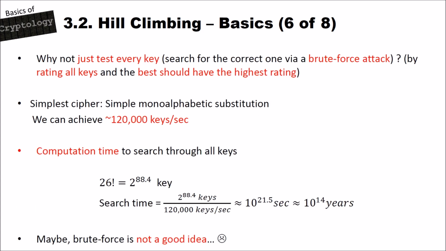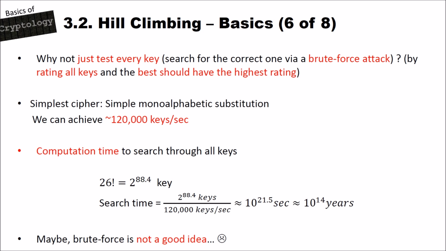So after having a look at the vulnerabilities, we could just ask ourselves, why not just test every key? That means we search for the correct one via a brute force attack. And how do we do this? We just decrypt every key and rate all the keys, and then the best of course should have the highest rating. But here's the problem. With even a simple cipher like the simple monoalphabetic substitution, we can achieve about 120,000 keys per second with Crypto2, for example. But what is the computation time to search through all of the keys?